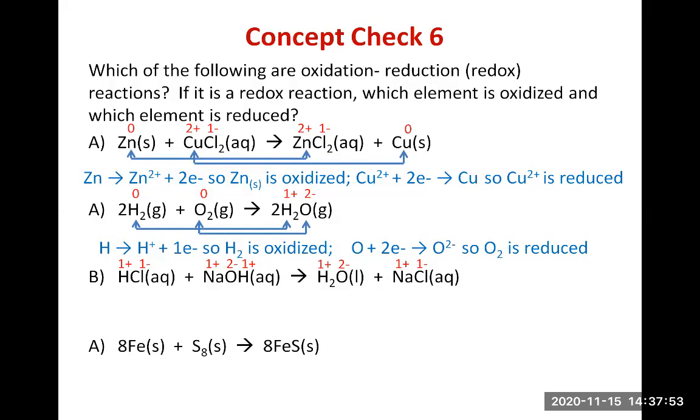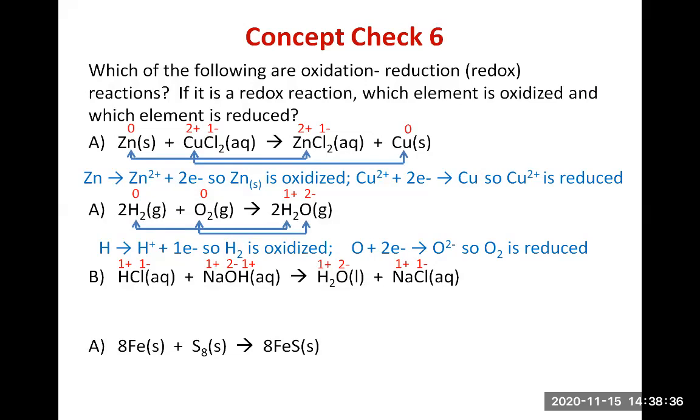So notice how the chloride stays the same from left to right of the arrow. It's Cl minus, and it stays as Cl minus. Hydrogen also stays the same. From H plus in HCl and H plus in NaOH, it stays as H plus in water on the right side. So it's not changing either. Oxygen, it's a -2 on the left side in NaOH, and it stays as -2 in water on the right side. And sodium stays +1 on both sides as well.